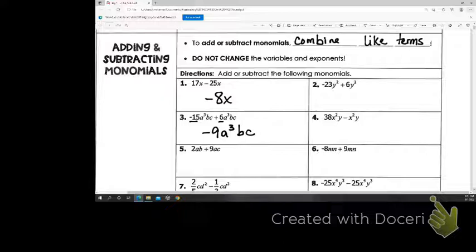If they are not like terms, such as number 5, you cannot combine these two. You simply would rewrite the same thing, because one of them has AB and one of them has BC, so they're not like terms.